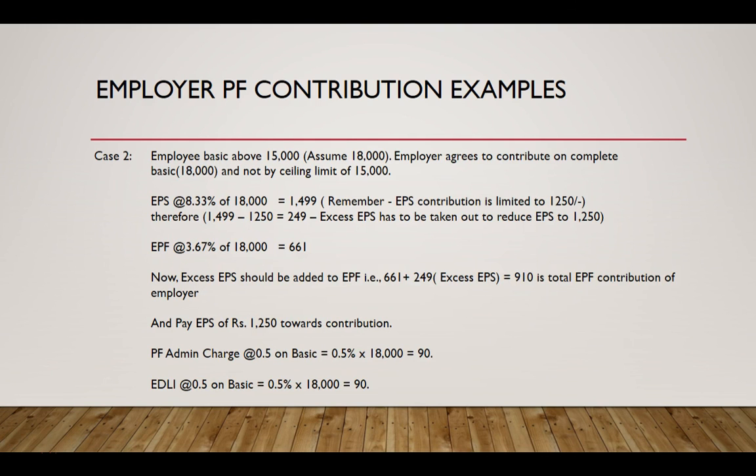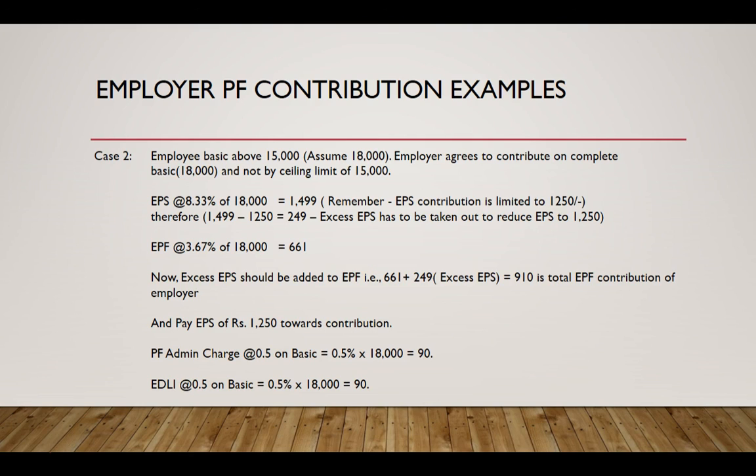Now let's talk about the second case where employee basic is above 15,000, and I assume it as 18,000 rupees for this example, and the employer also agrees to contribute on the complete basic salary of 18,000 rupees and not limit his contribution to the basic of 15,000. Now let's talk about the calculation part. So the EPS at 8.33% of basic amounts to 1,499 rupees, and if we remember, the law requires that the EPS amount should not exceed 1,250 rupees. So we need to subtract 1,250 from the resultant amount so that we can remove the excess EPS.